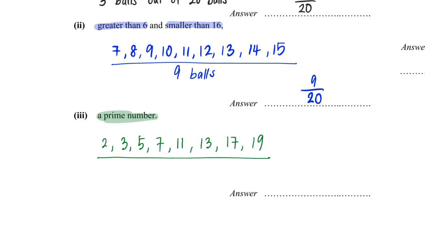And here we would have 8 balls out of 20, which is 8 over 20, and in this case it can still be expressed in the simplest form, 2 over 5.